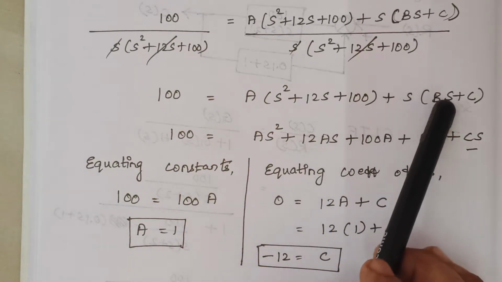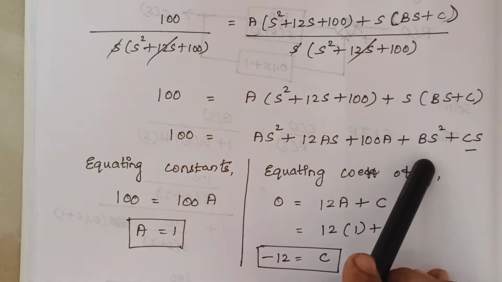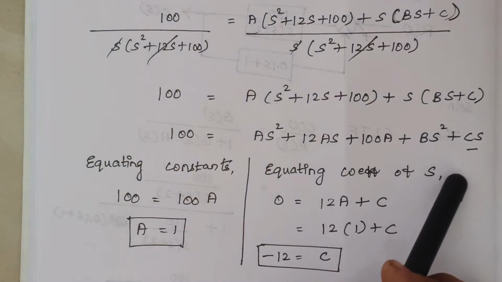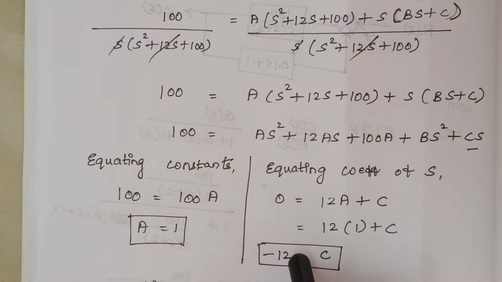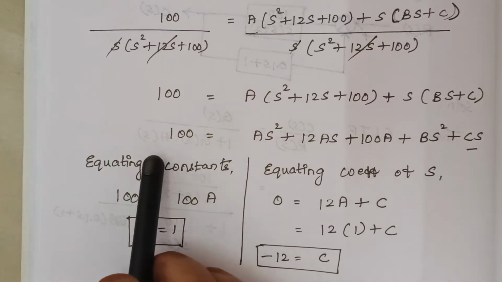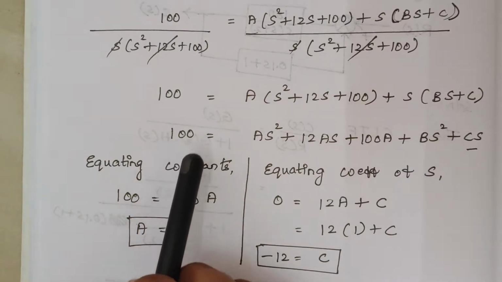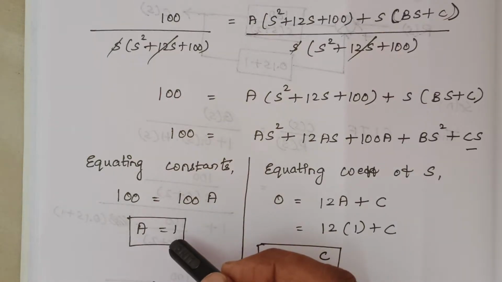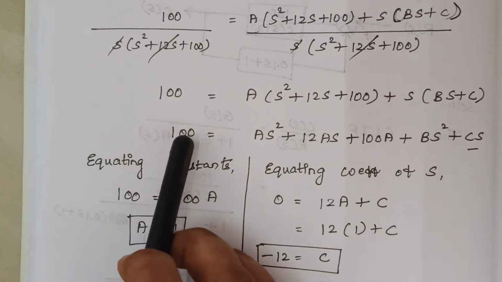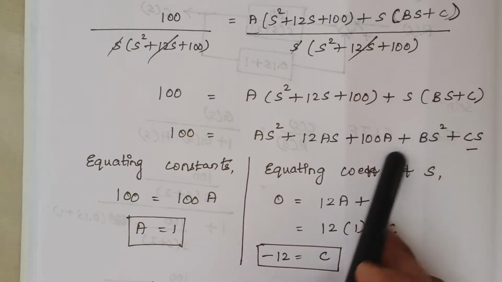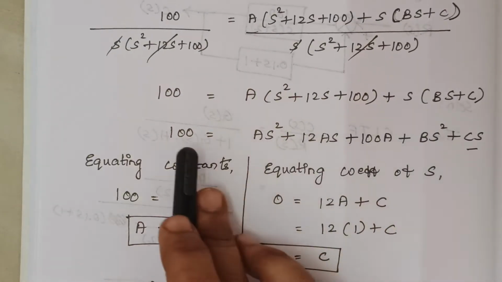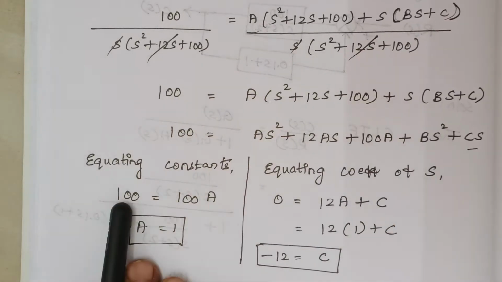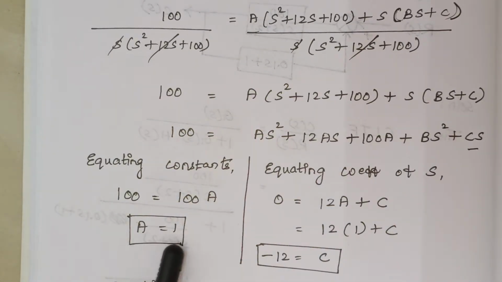Plus again s into b becomes bs square, plus again s into c becomes cs. Now we are going to find the values of a, b and c. From this equation, just initially equate the value of the constant. On the left hand side you have 100 and on the right hand side you have 100a, because these are the constants, that is, they don't have any s term. So when you equate, the value of a is easily found as 1, right?